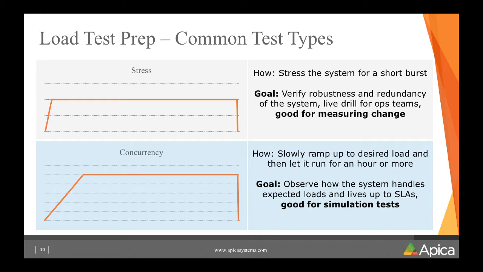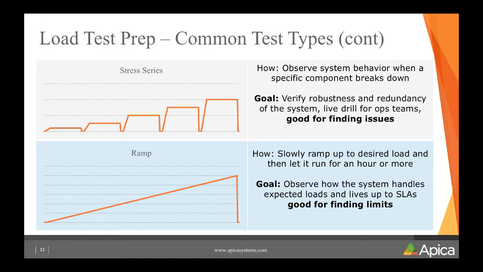So concurrency testing is really good for simulation tests. You can base the test on a lot of data, like time spent on pages and session times, and reflect your Google Analytics and perform mixed tests with concurrency testing. It's really good for real-world scenarios.